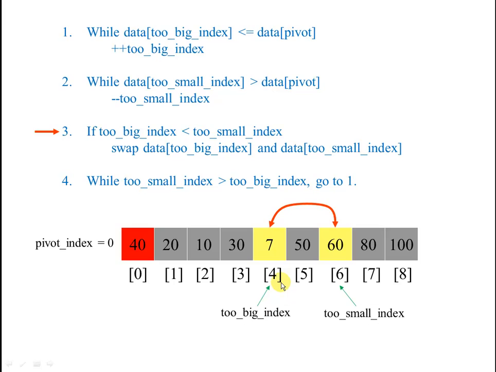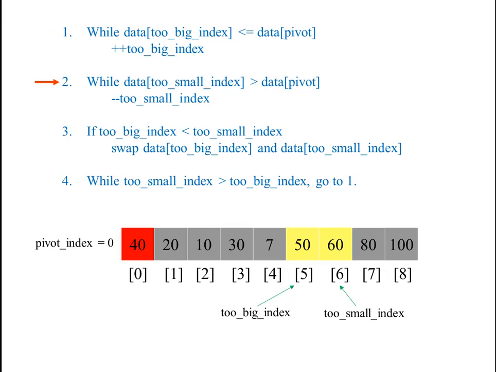Correct? Now since 6 is greater than 4, we go back to step 1 again and we'll check what to do next. Is the big index less than or equal to the pivot data? If it is, then keep moving. So it comes here and it finds out that 50 is not less than 40. If it is, then keep going, but it is not, so it will stop here.